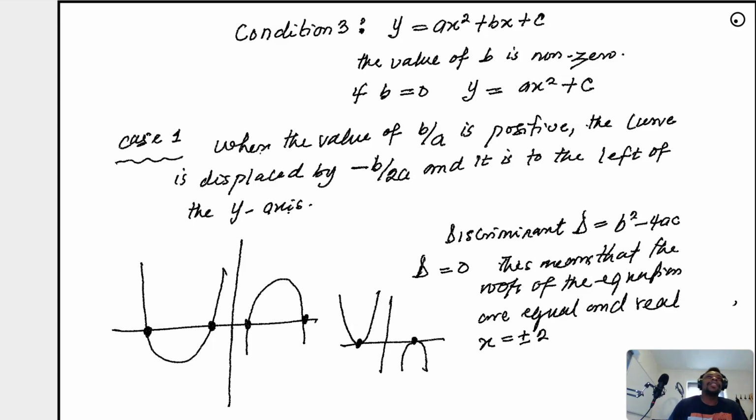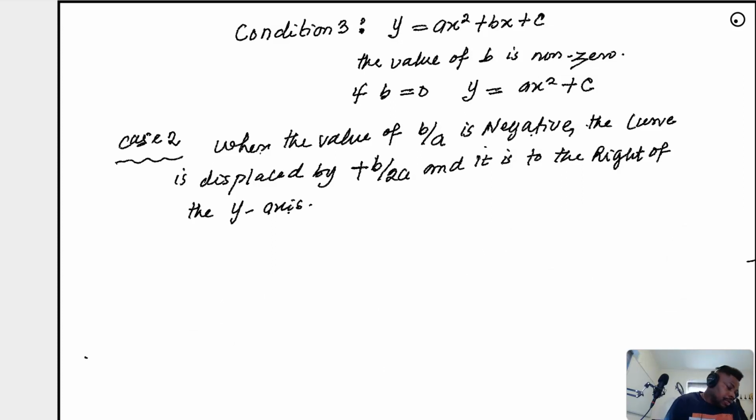Now this is case 1. Let's go to case 2. So case 1, like I said, when the value of b over a is positive, the curve is displaced by minus b over 2a, and it is to the left of the y-axis. So let's go to case 2. Now case 2, when the value of b over a is negative, the curve is displaced by b over 2a, and it is to the right of the y-axis. Let's see this by taking this example.